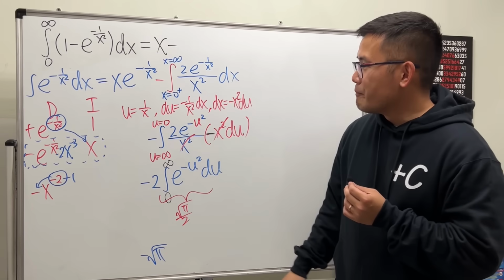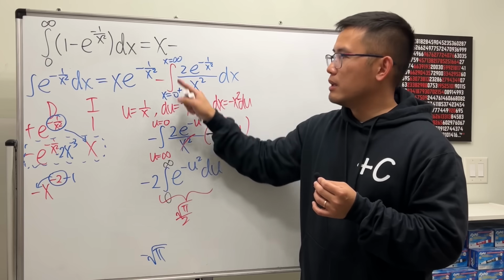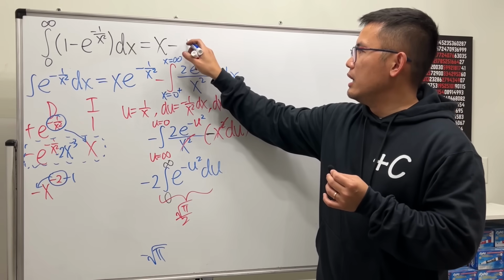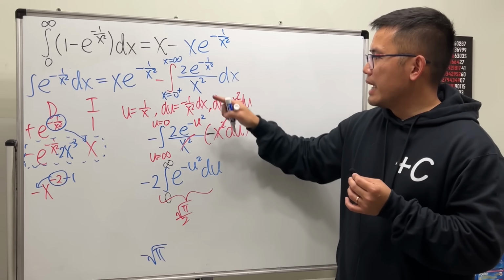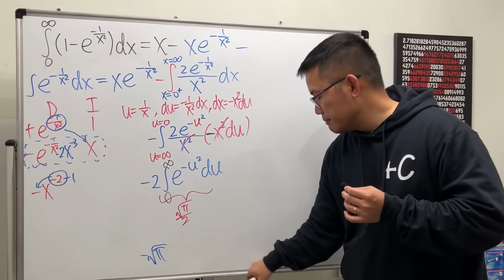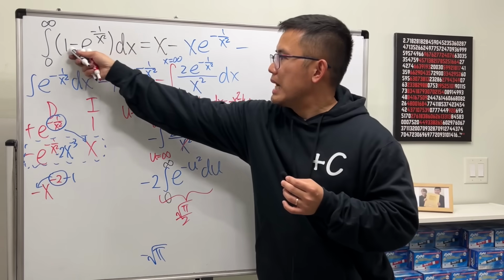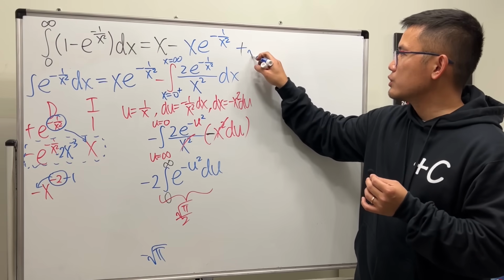All right, now we just have to put this back, and remember it's minus this and that, so it will be a minus x e to the negative 1 over x squared power, and then this right here, it's a minus, but we multiply by that minus, so it becomes a plus. And we have the square root of pi here.